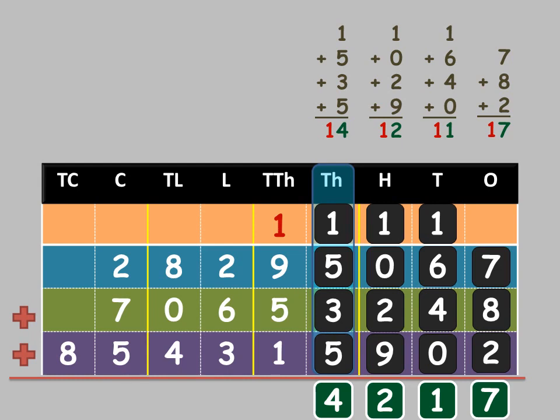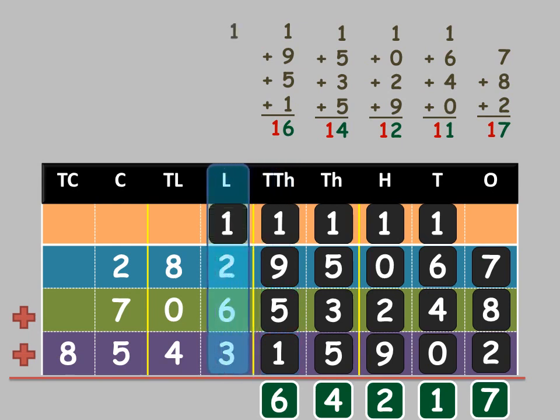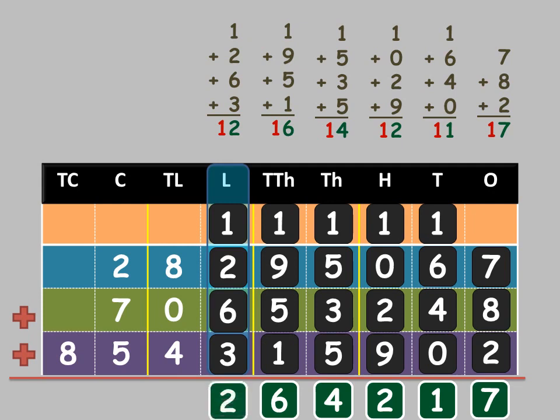Step 5. Then add the digit of 10,000 place. 1 plus 9 plus 5 plus 1 is equal to 16. That is 16 10,000 is equal to 1 lakhs plus 6 10,000. So 6 we will write in 10,000 place and carry 1 to the lakhs place. Step 6. Now add the digit of lakhs place. 1 plus 2 plus 6 plus 3 is equal to 12. That is 12 lakh is equal to 10 lakhs plus 2 lakhs. So 2 we will write in lakhs place and carry 1 to the 10 lakhs place.